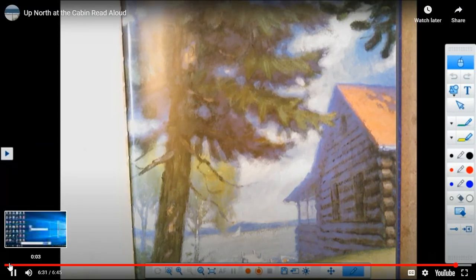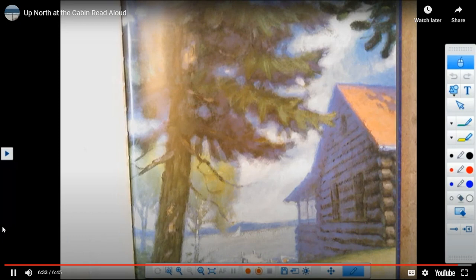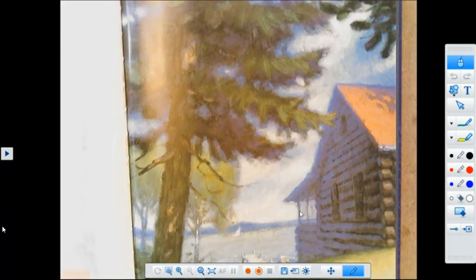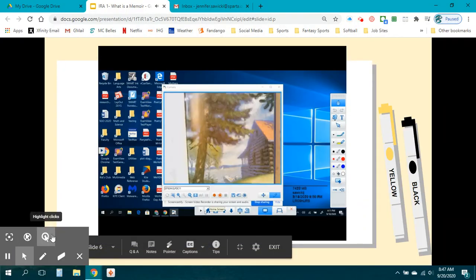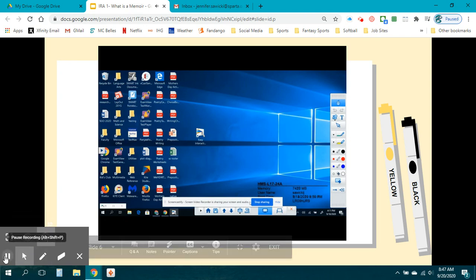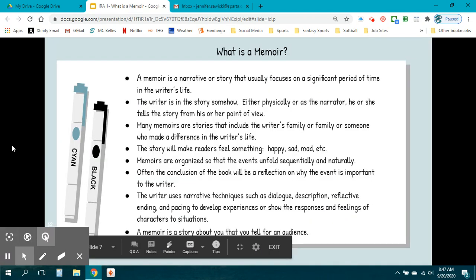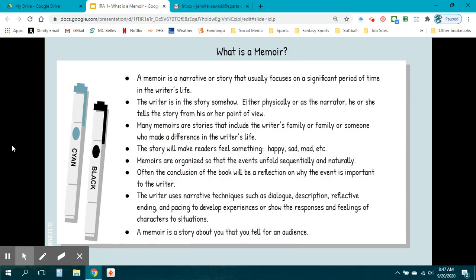I love that ending, how she reflects back and hopes to remember her trip. All right, so boys and girls, after hearing the reading of Up North in the Cabin, I had asked you to think about a couple of things. So these are some things that we noticed that makes a memoir.